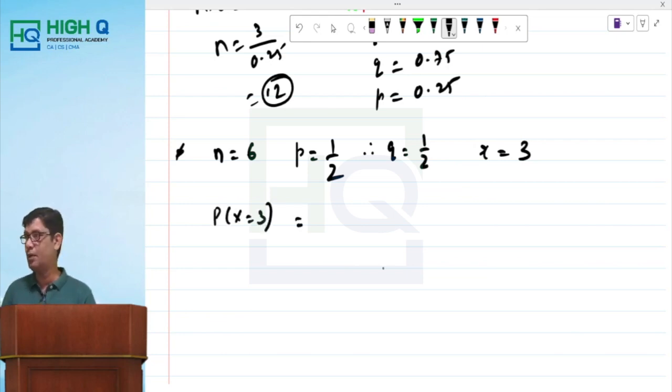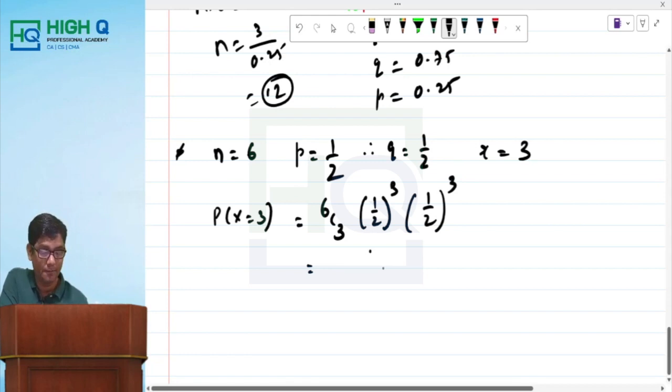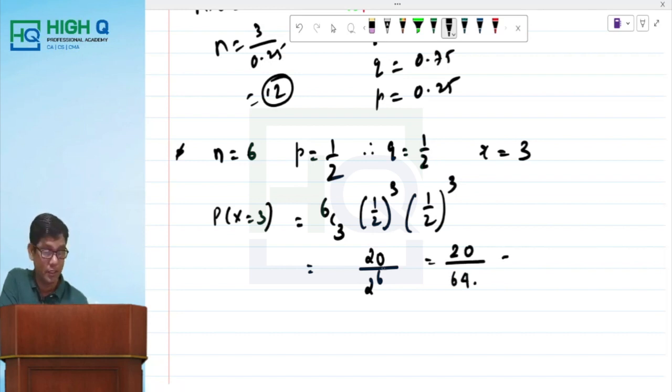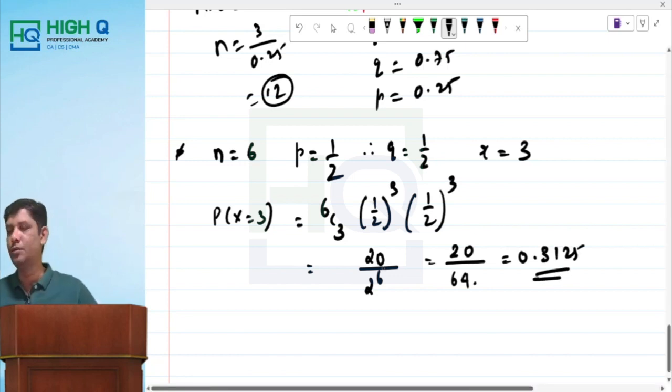According to our formula, nCx, 6C3, P power X, Q power N minus X. Again 1 by 2 only. So 6C3 is 20, divided by 2 power 6. 20 divided by 64. 0.3125. Am I right, my dear? Say yes or no? Yes, sir. This is the way kids do.